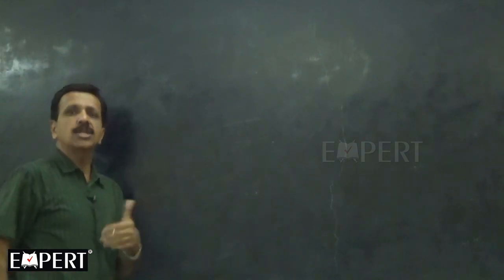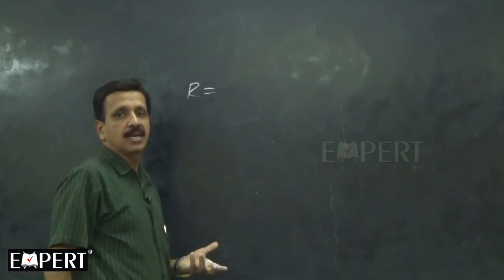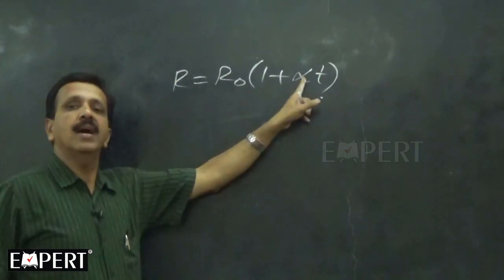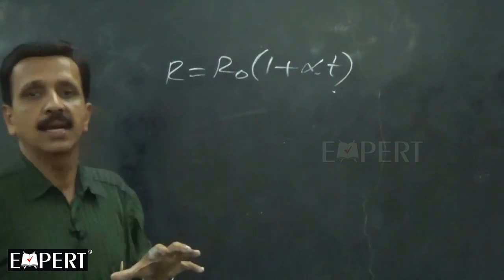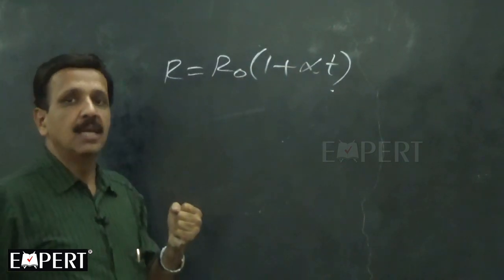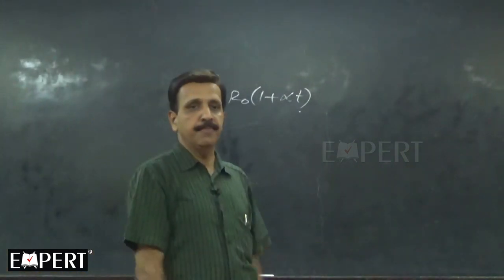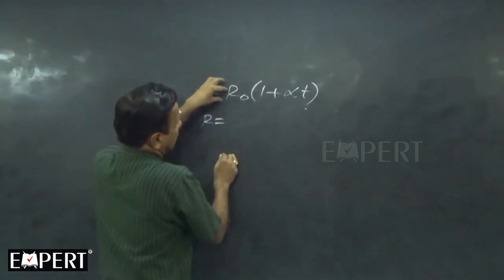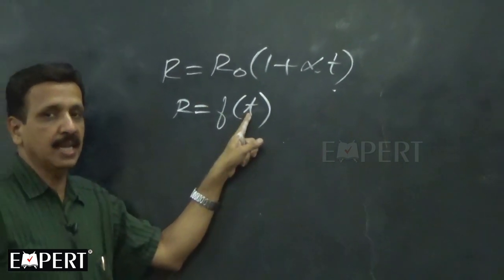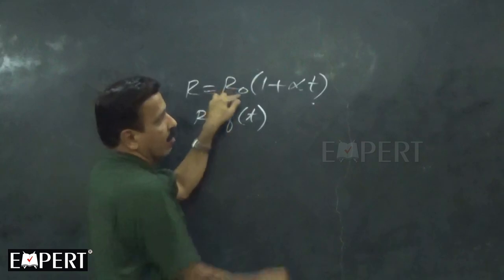If you take still more examples from physics, say, resistance of a conductor varies with respect to temperature in degree centigrade. R naught into 1 plus alpha into T, where R naught and alpha are constants for a given conductor. Say, for example, aluminium, R naught and alpha are constants. But if you consider copper, the values of R naught and alpha are different for copper than aluminium. Here, this is the example for R is equal to, say, f of t. Here, t is not time, t is temperature in degree centigrade. Resistance of a conductor varies with respect to temperature in degree centigrade according to this equation.